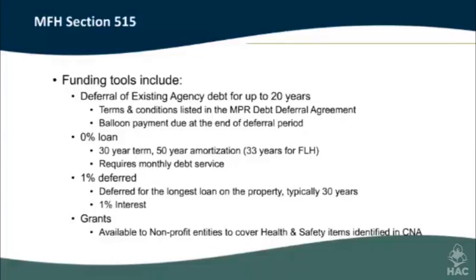The next option is a 1% deferred. We also refer to this sometimes as a soft second loan. The loan is deferred for the term of the longest loan on the property, which is typically 30 years, and accrues interest at the rate of 1%. And finally, we have grants available, but the grants are only available to nonprofit entities and are limited to the amount needed to cover upfront health and safety issues that are identified in a capital needs assessment.